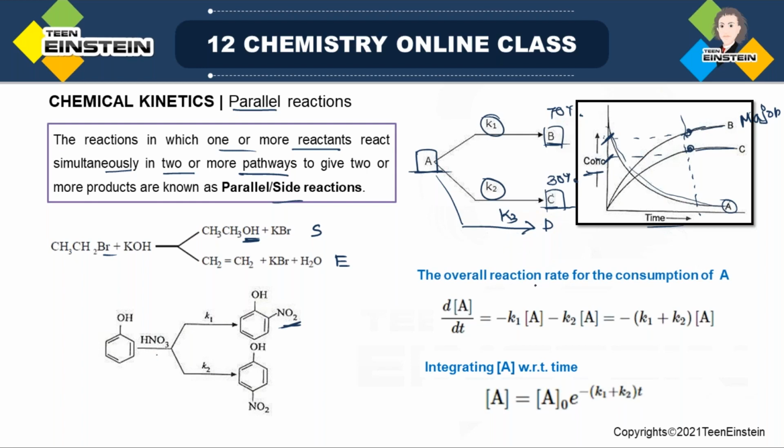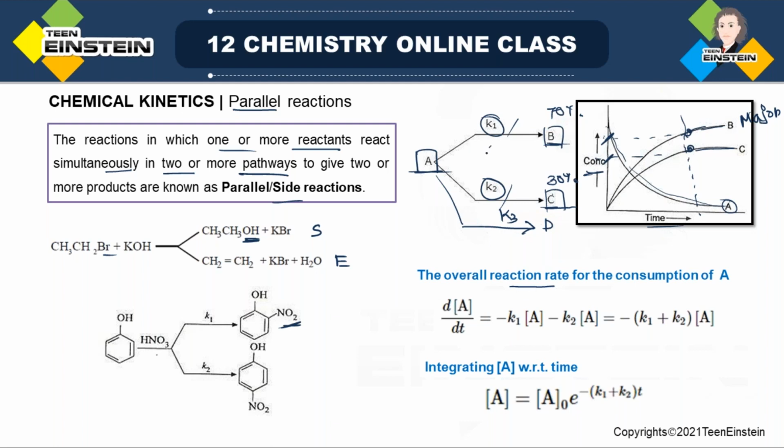The overall reaction rate, why are we saying overall reaction rate? Because you have two individual mechanisms through individual paths. So there will be individual rate constants, and also an overall rate and overall rate constant.